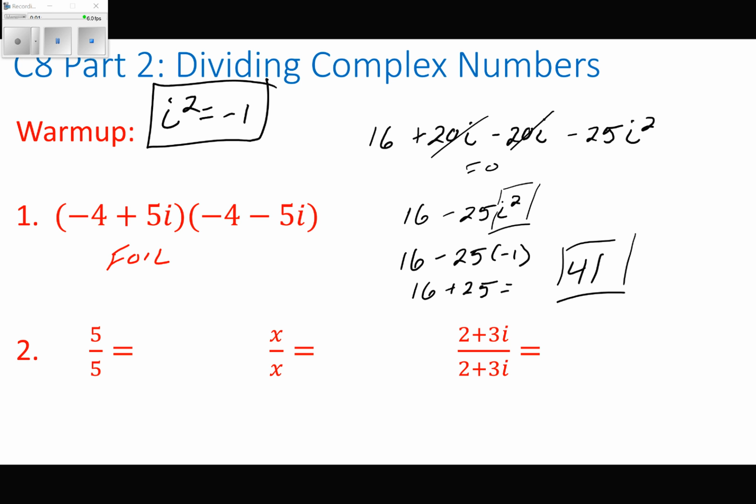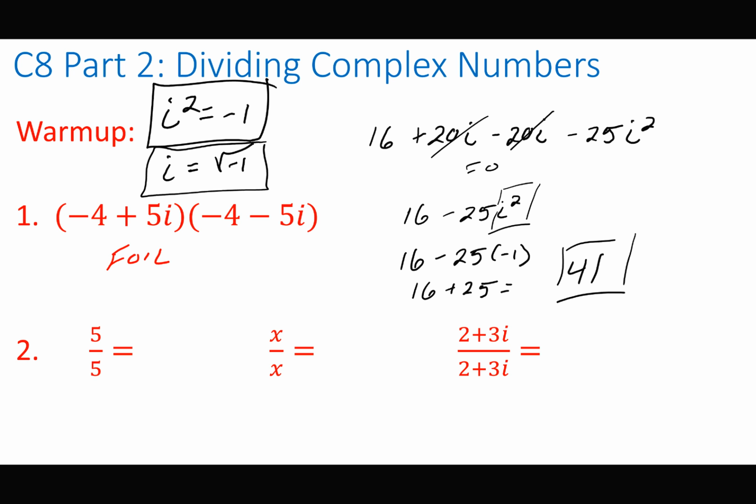Okay, what was the other relationship? So what is i then? Square root of -1, okay? Those two, you need to make sure you are solid on those two. i squared is -1. i is the square root of -1. Do whatever you need to do to memorize those. You need to know those. Working with imaginary numbers, if you don't know those, you're going to make mistakes.